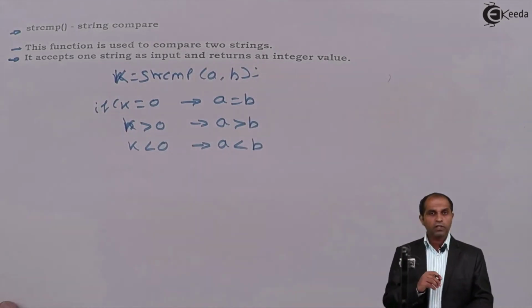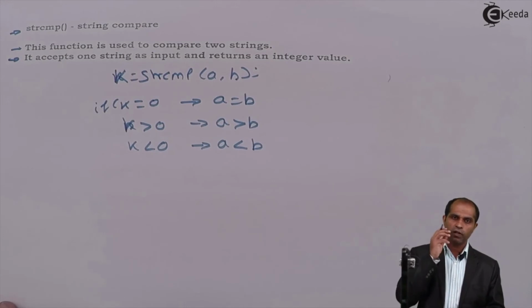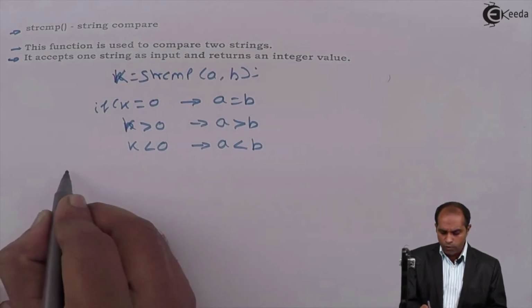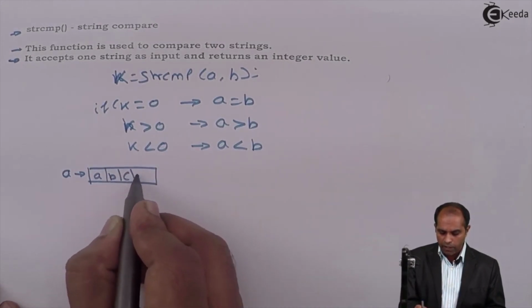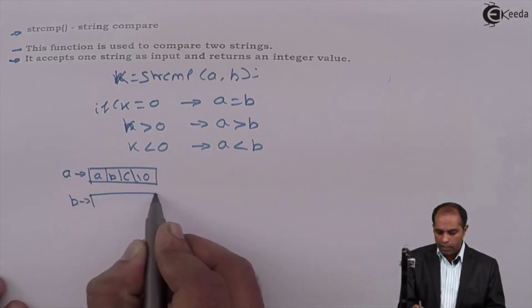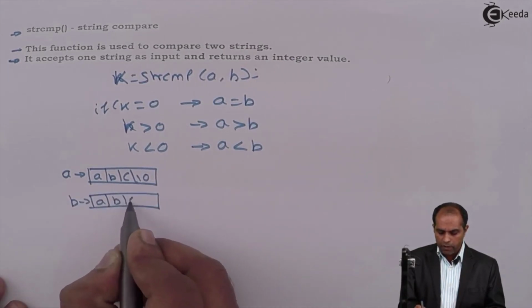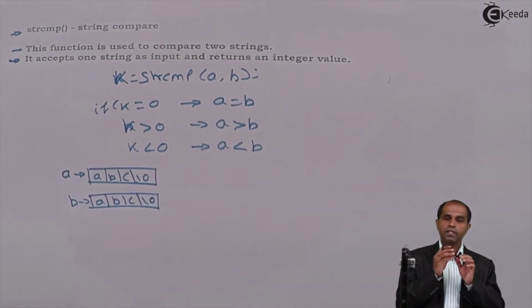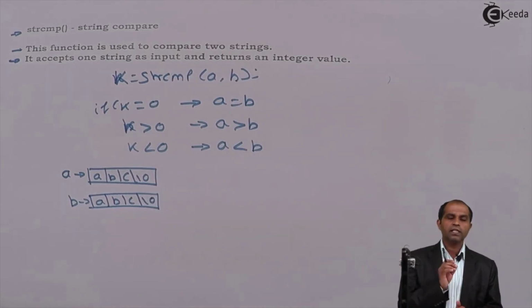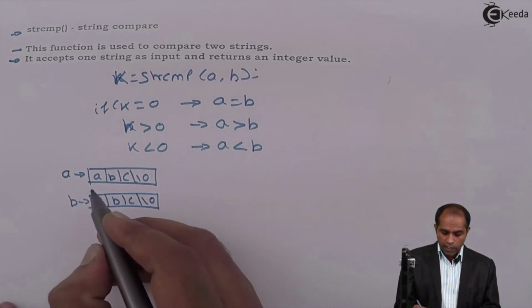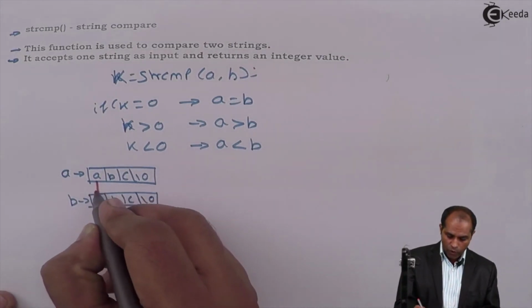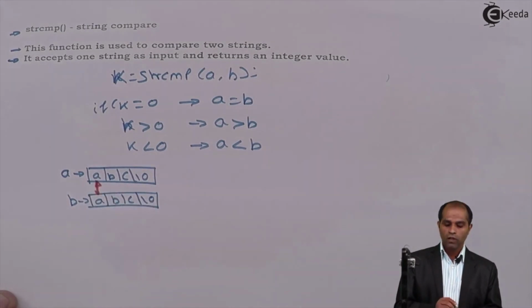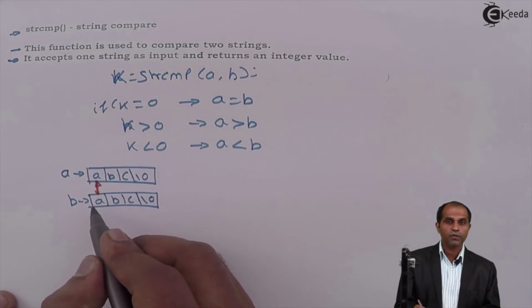How? Rather than putting this in an example format, we'll take a different way of explanation. Let's assume a string A which stores a, b, c and the slash 0 character. Let's say B as again a, b, c and slash 0. How does strcmp work? strcmp is an ASCII based comparison. So what it does is it subtracts the ASCII value of A of 0 with B of 0.